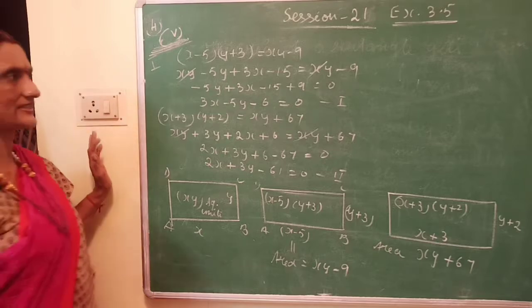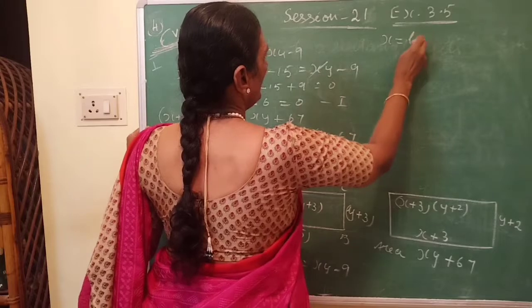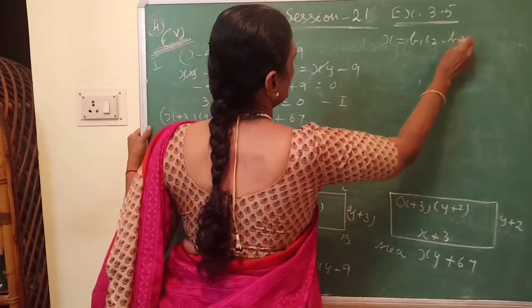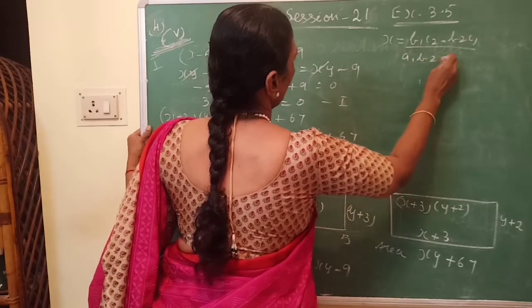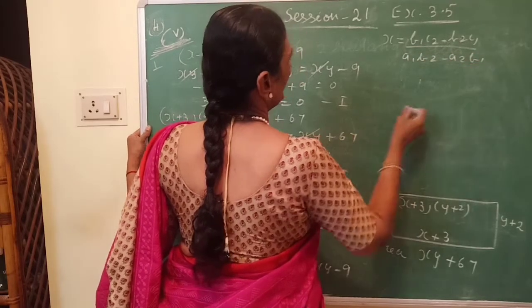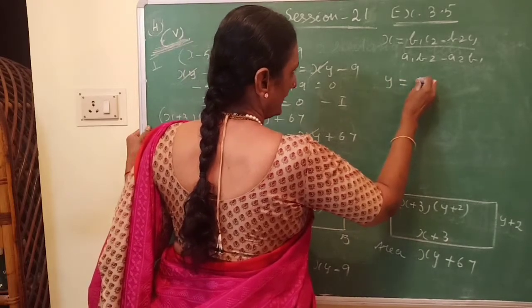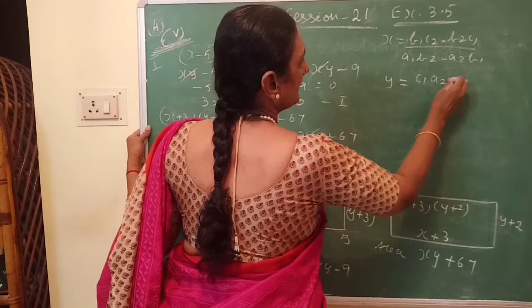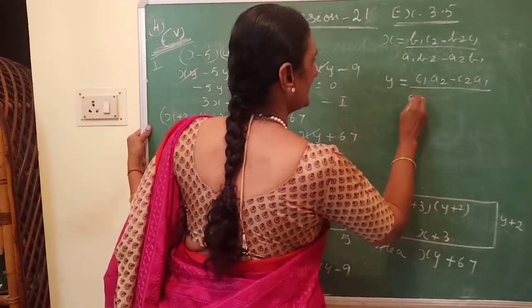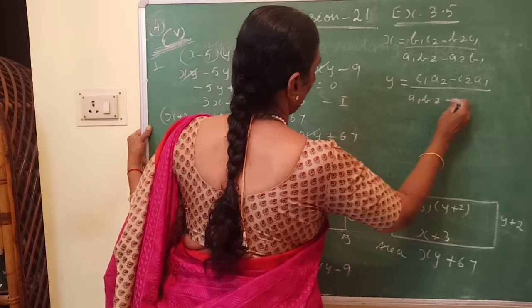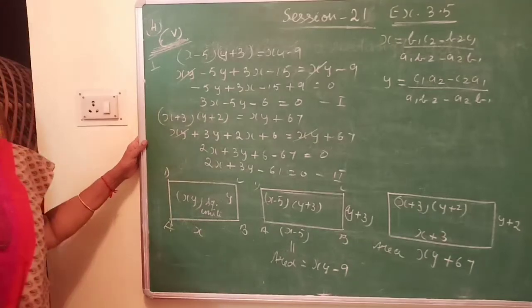Now what is the first step? What is your x equal to? x is equal to (b1c2 minus b2c1) divided by (a1b2 minus a2b1). Now what is y equal to? You are beautifully saying the answers. Some of you had finished calculating the values, I think. Very good. So this is the formula you have to write.